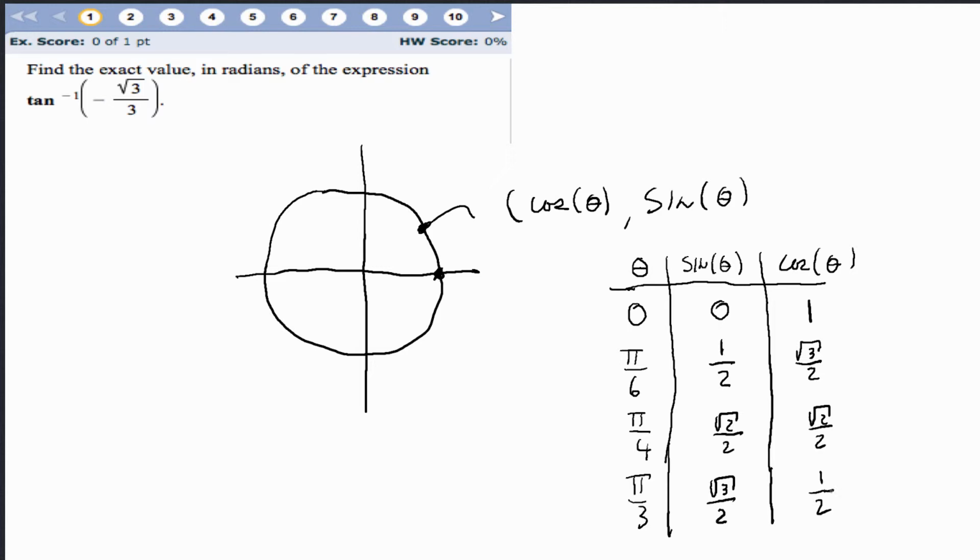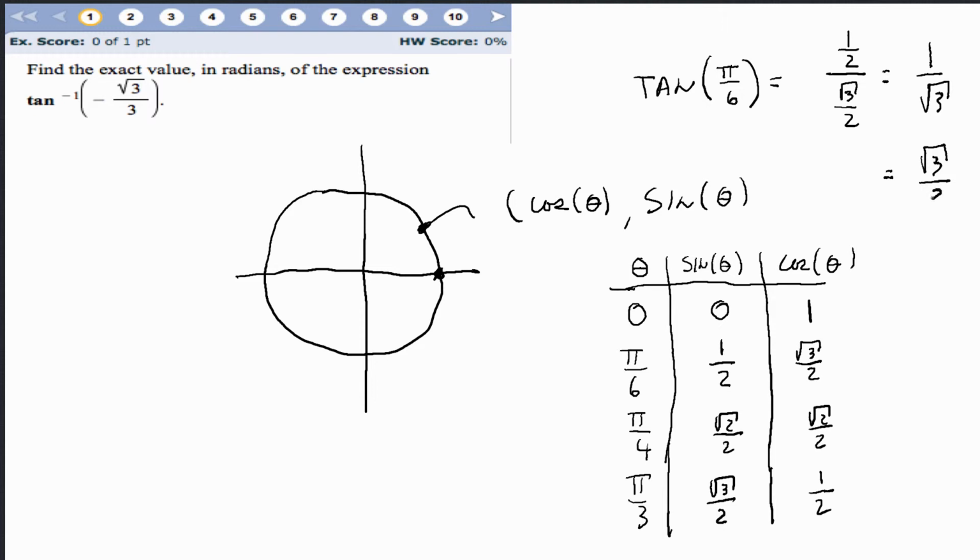Now based upon this, we can calculate the values of, say, the tangent. For example, watch this, the tangent of pi over 6. Well, that's the sine of pi over 6 divided by the cosine of pi over 6. And what's that equal to? That's just 1 over the square root of 3, which, if you rationalize the denominator, is the square root of 3 over 3.